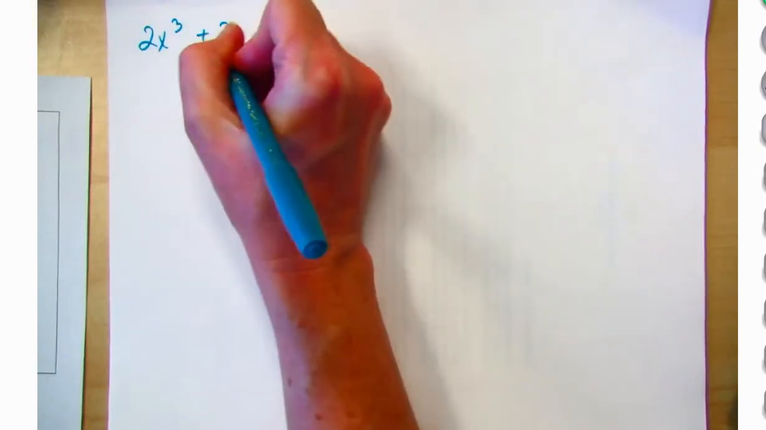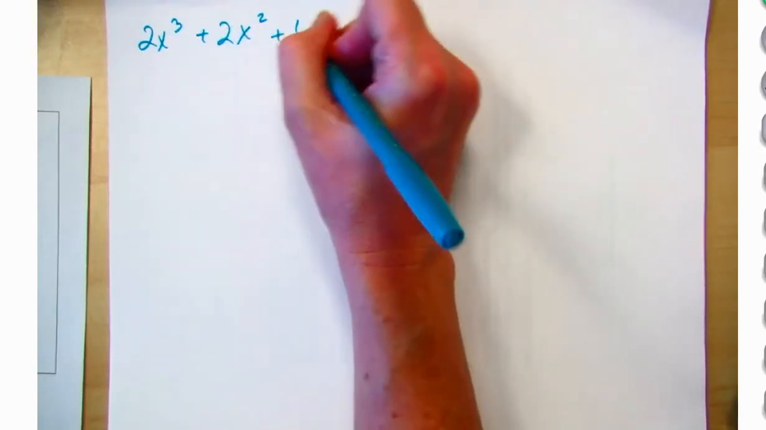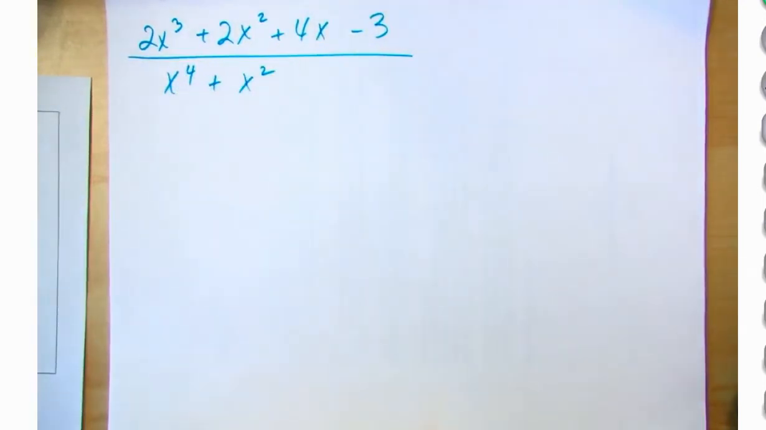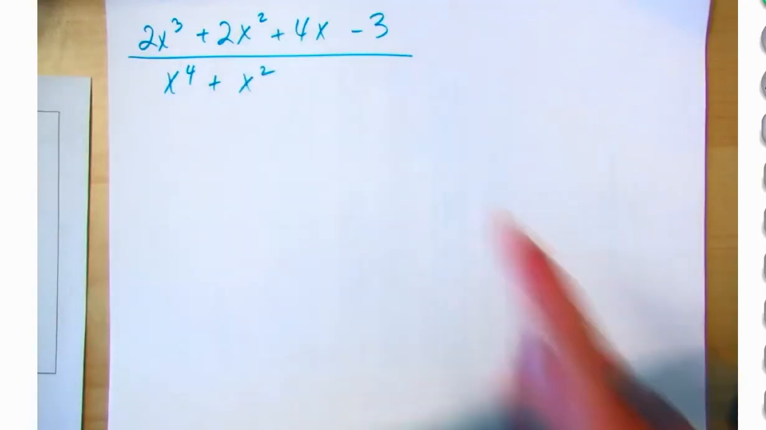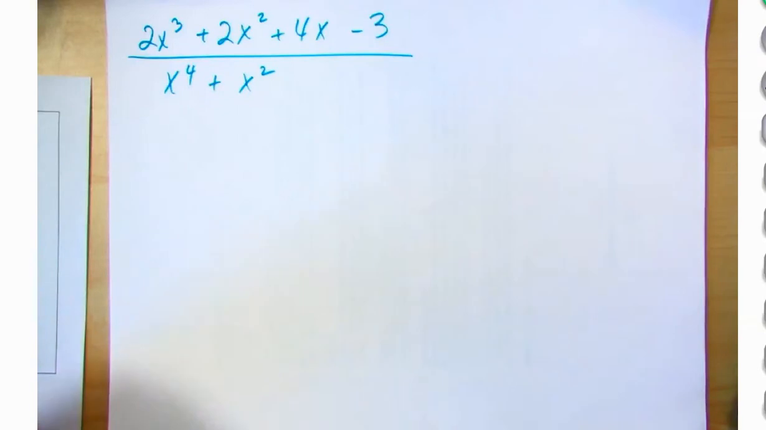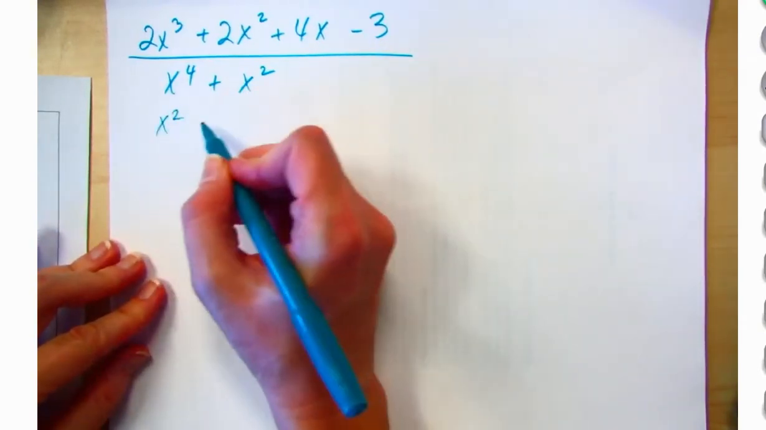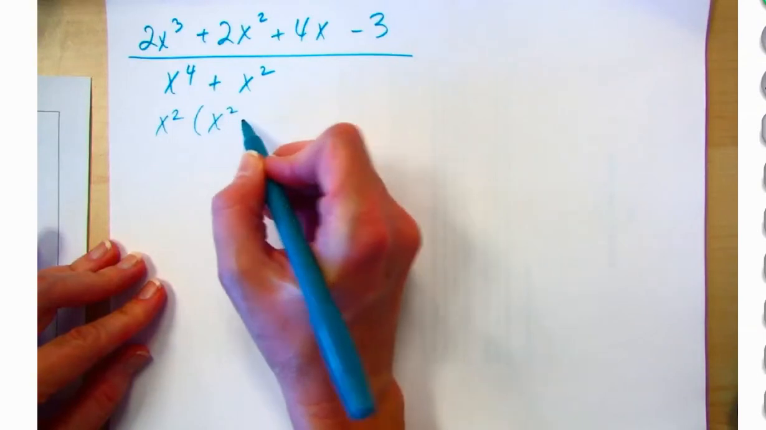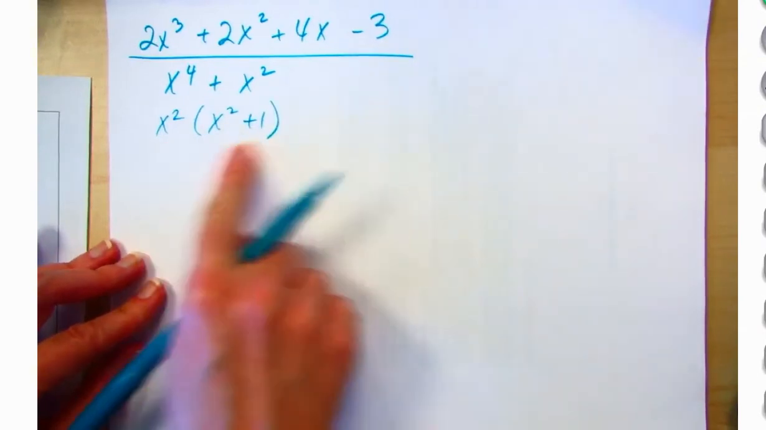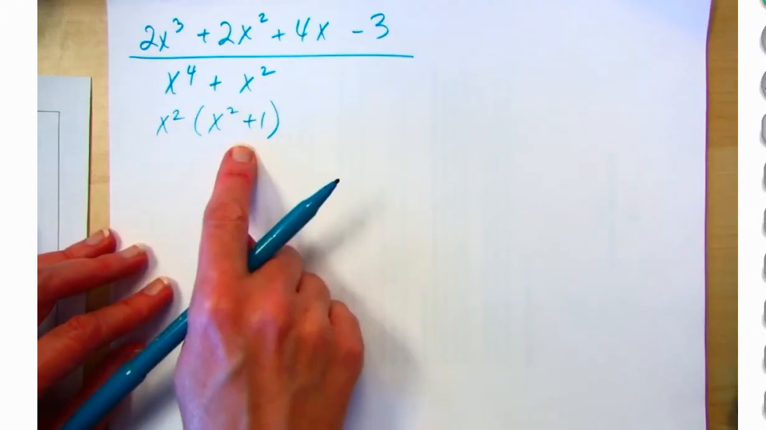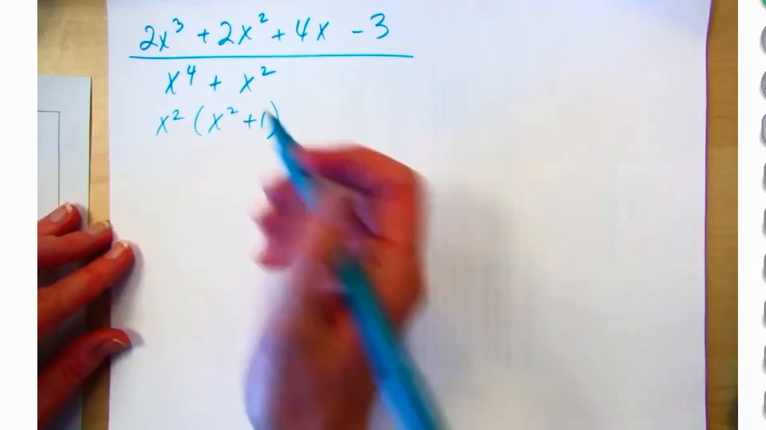2x cubed plus 2x squared plus 4x minus 3 all over x to the 4th plus x squared. Now, this one has the 4 terms. That's why I'm thinking it's going to give us a D, all right? So if we factor that denominator, it'll be x squared times x squared plus 1. So this is like a perfect storm here, where we've got repetitive factors and we've got a quadratic. This is going to give us a D for sure.